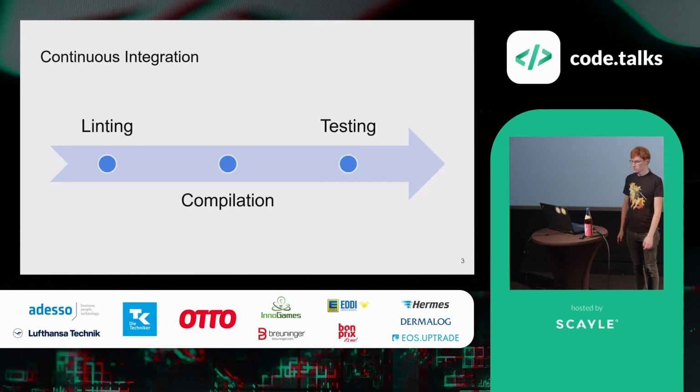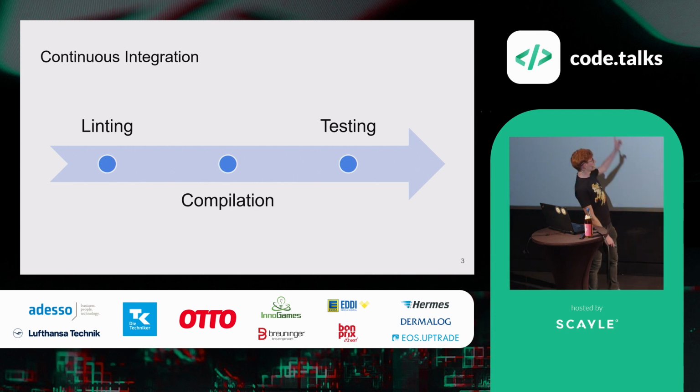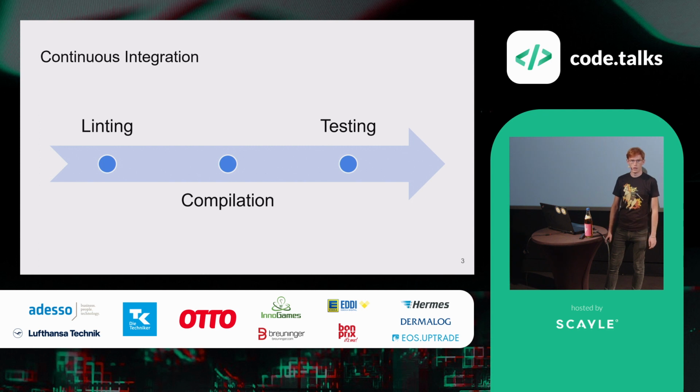Well, CI. What do we really mean when we talk about CI? Most of the time, we are talking about these three steps. At first, linting, by which we mean typical things like static analysis of source code, and also, most of the time, enforcement of source code formatting. We want to make sure that everything is formatted correctly, especially if we want to check whether a merge request is valid.